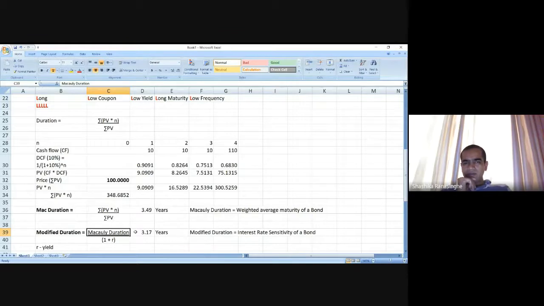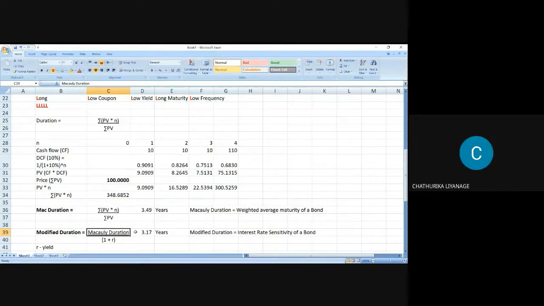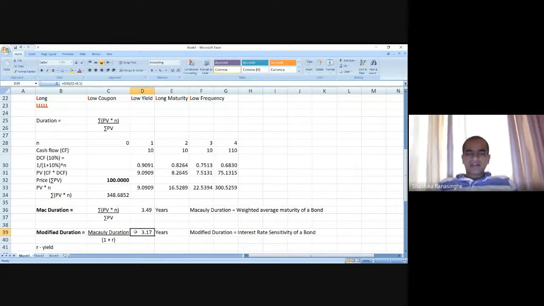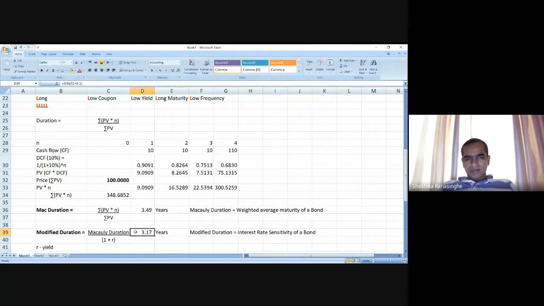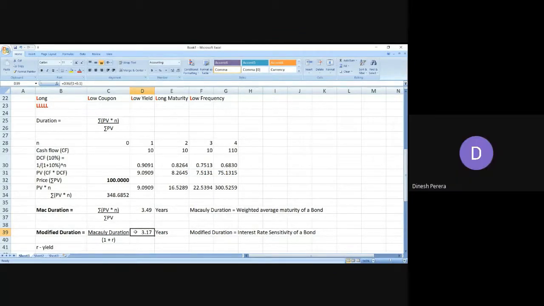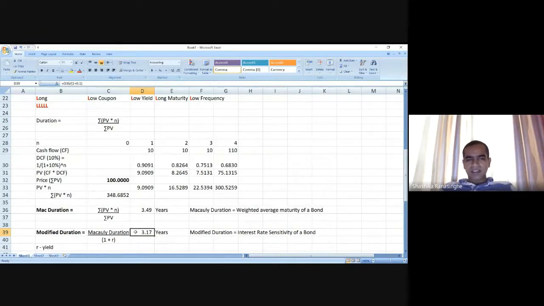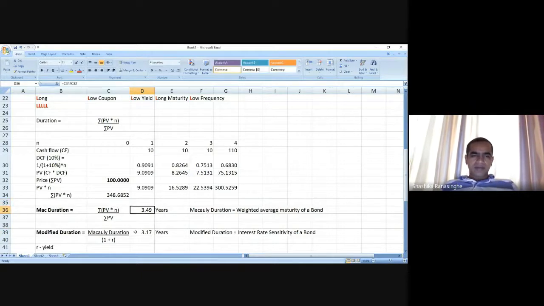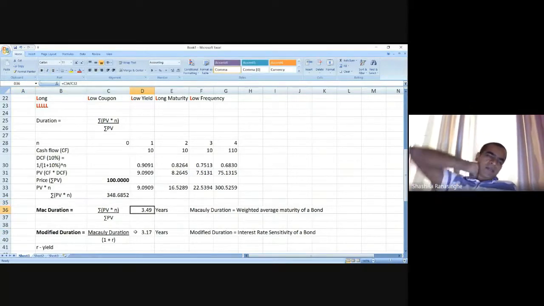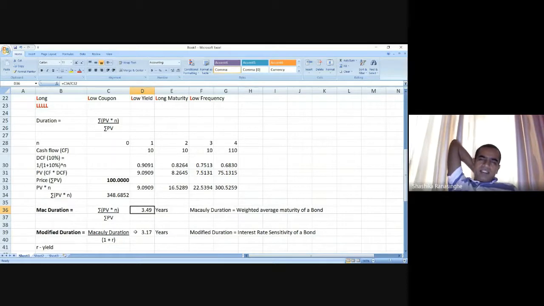Hello? No, sir. Can you explain again? Yeah, what is the interest rate sensitivity of this bond? 3.17. Right? So what is the weighted average maturity of this bond, for you to end up with 3.17? 3.49. The weighted average maturity of the bond is 3.49.